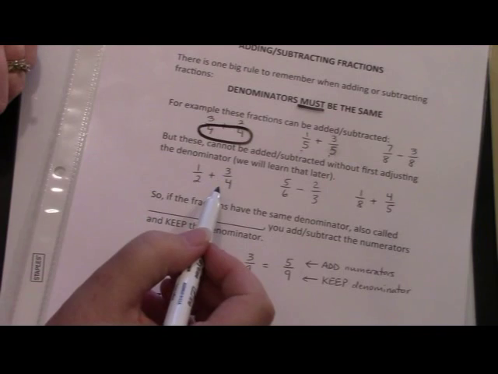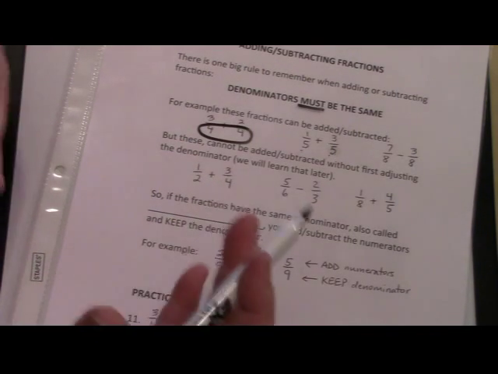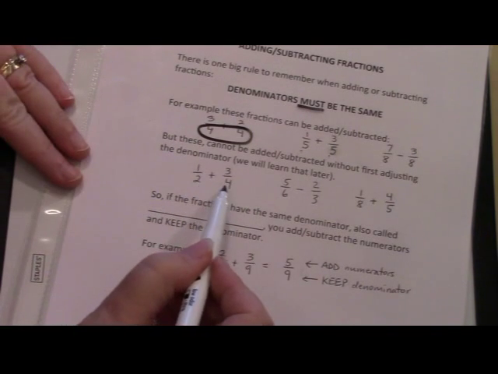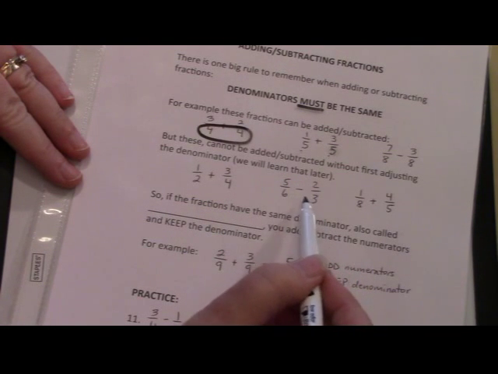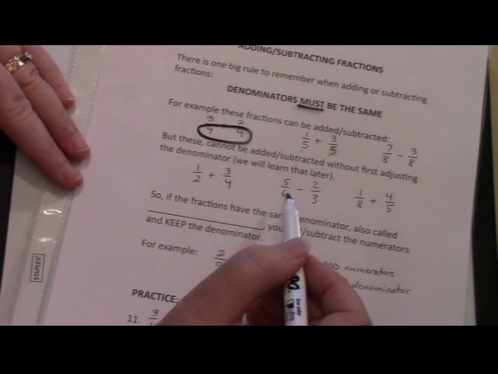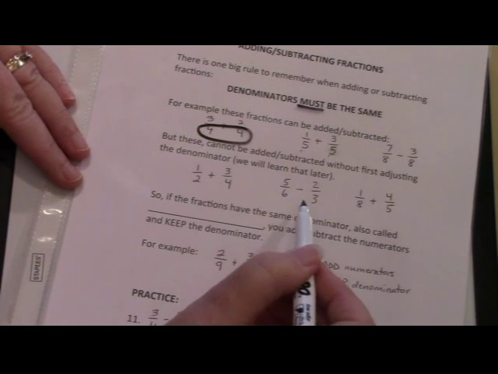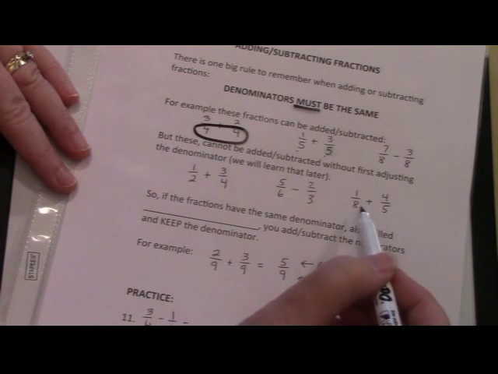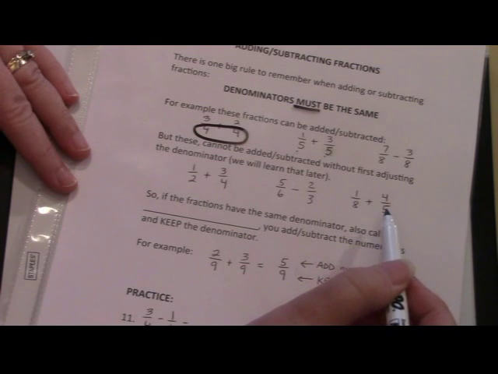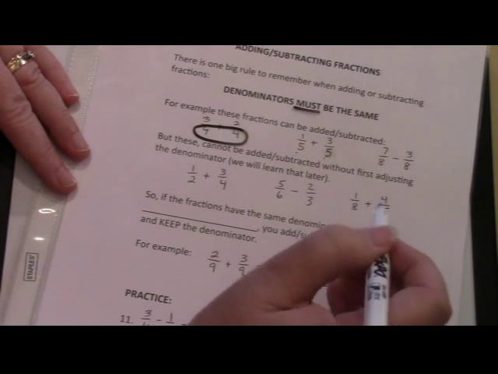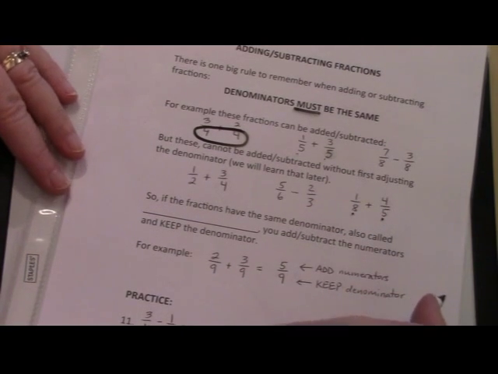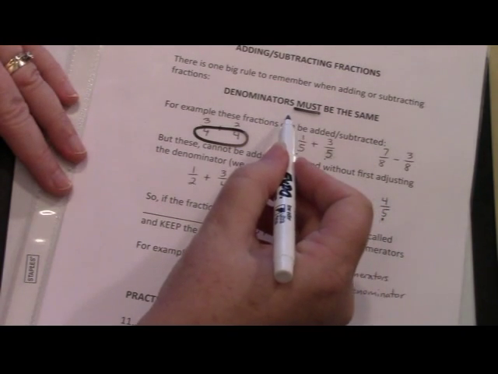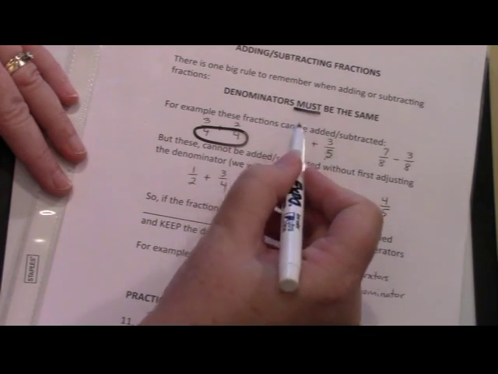But let's look at these fractions. 1/2 plus 3/4. We cannot add those as is because a 2 and a 4 are different. Same with 5/6 minus 2/3. I cannot subtract these yet because they do not have the same denominator. And our last example, 1/8 plus 4/5 as well cannot be added in this condition because an 8 and a 5 are different denominators. So, big rule, denominators must be the same.